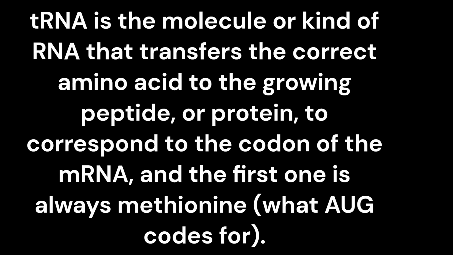tRNA is a molecule, or kind of RNA, that transfers the correct amino acid to the growing peptide or protein to correspond to the codon of the mRNA, and the first one is always methionine, what AUG codes for.